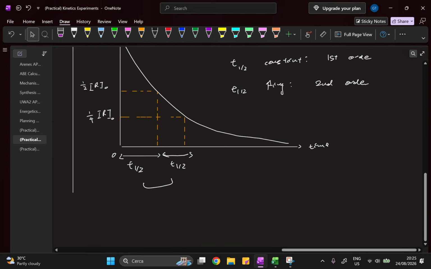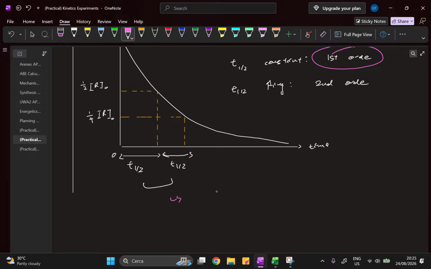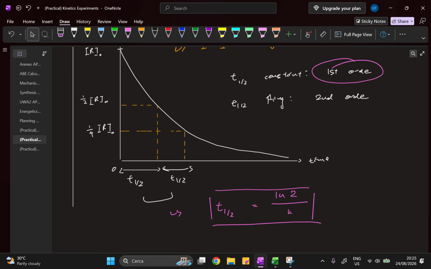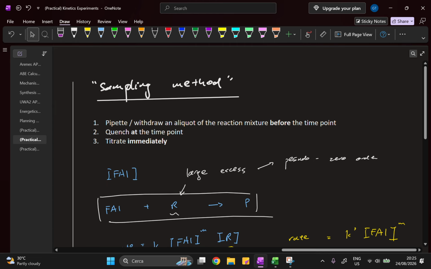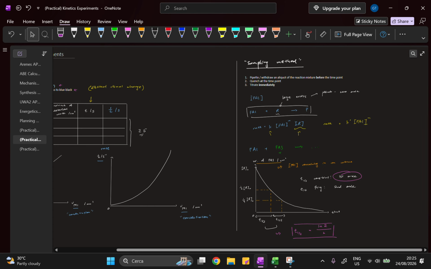Now, if it's first order, can you please recall first order? There's an equation that we can use if it's overall first order, which is the following. So if you can read the half-life t half off from the graph, it means that you can use this equation to solve for k, the rate constant. Understand? Okay, now for the things I want to nag about.